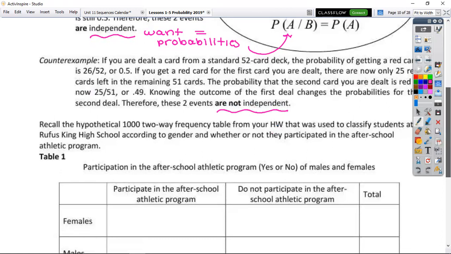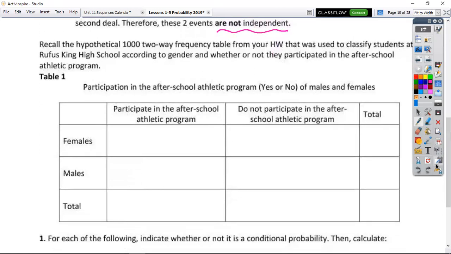So I'm going to have you fill in this chart. This is the chart you're going to see for homework as well, so you can use this to help you. Let me give you some numbers all the way across. Your first categorical variable is gender, and your second is whether or not the student participates in an after-school athletic program. I am giving you these numbers. You don't need to produce them from anywhere.